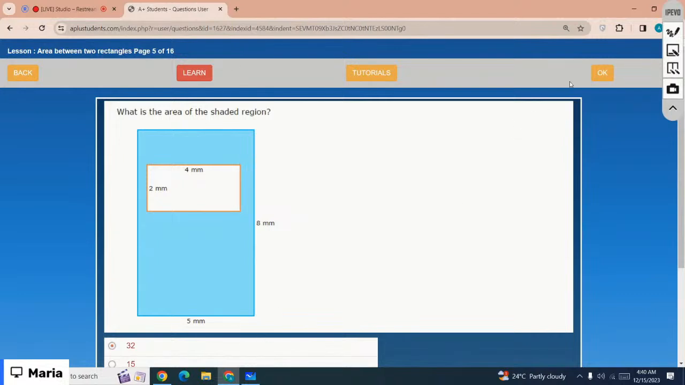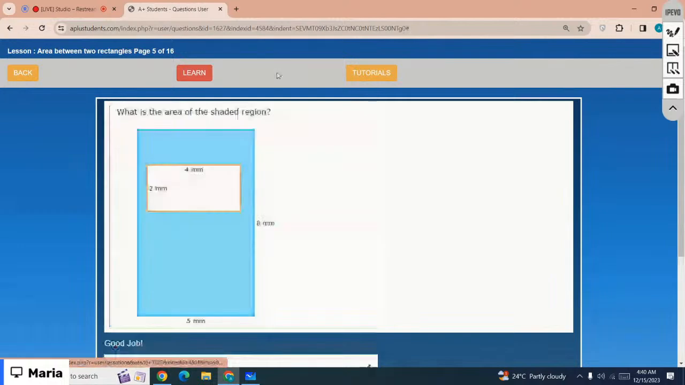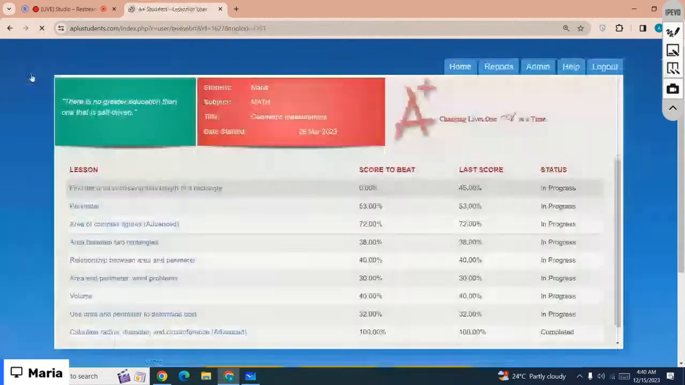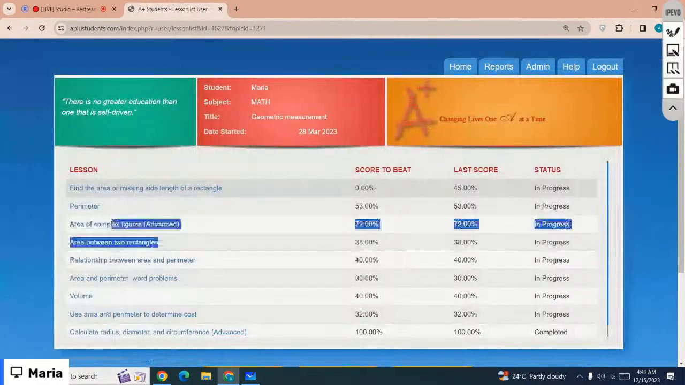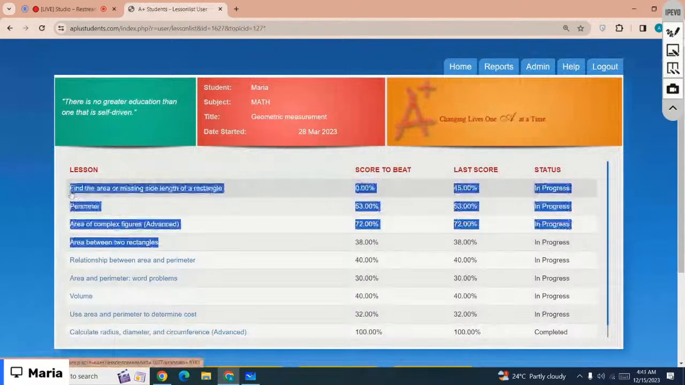Okay, you can complete the lesson by yourself later today. So we were working on grade 4 math. The chapter we're working on is geometric measurement, and the lessons we have covered today are find the area or missing side length of a rectangle, perimeter, area of complex figures, and area between two rectangles, right? Please make sure before the next session you complete all the practice questions for the lessons we did today.